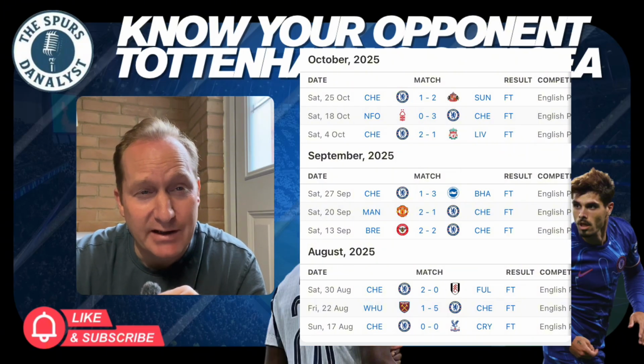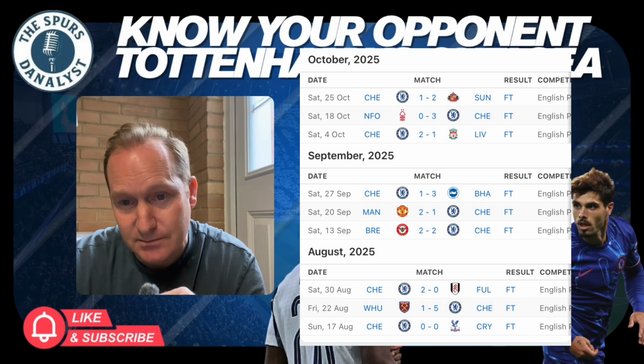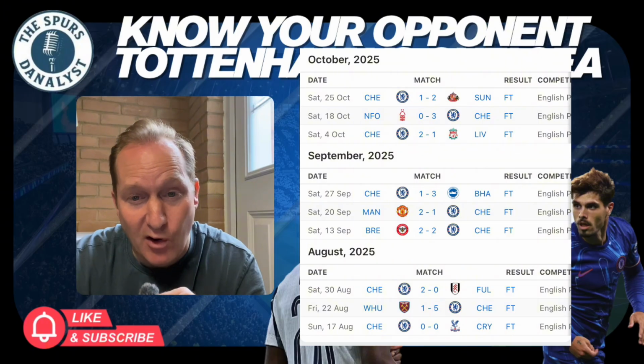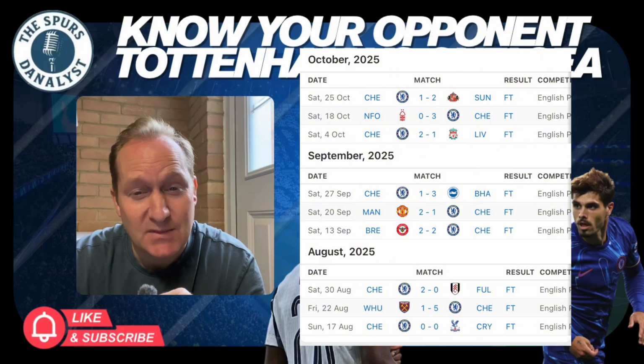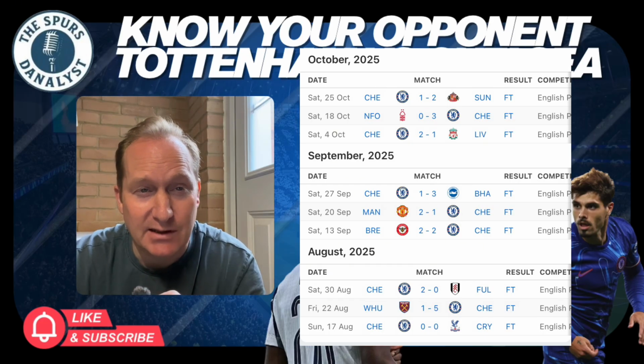They lost to Man United after getting a man sent off, 2-1. Brighton beat them at their ground, but again, Chelsea had a man sent off. Then Chelsea beat Liverpool 2-1, went to Nottingham Forest and won, and then they had that very disappointing result at Sunderland, playing them at home last weekend, and they lost 2-1 with a late goal.